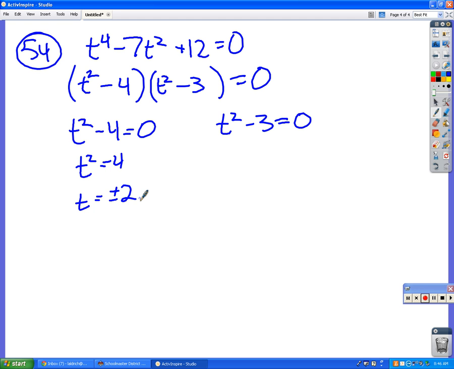What? It's not a multiplicity of 2 because they're different answers. If it was t squared, I don't know, for it to be a multiplicity, the exponent has to be outside the parentheses, not inside. Okay? All right, what's the answer here?